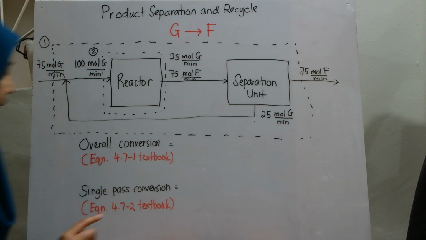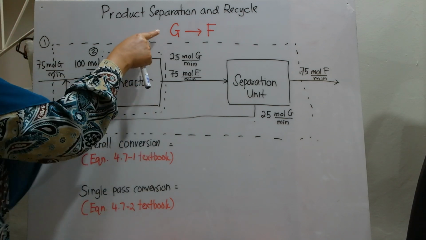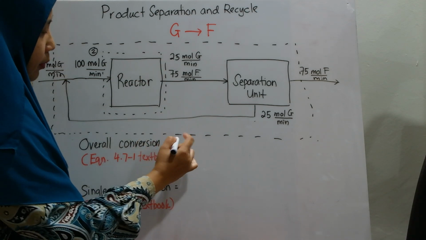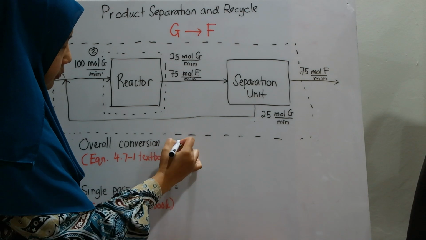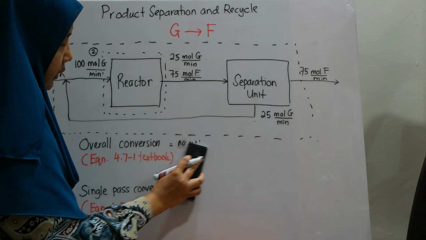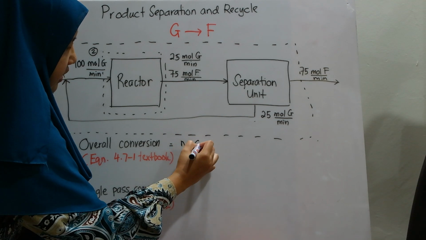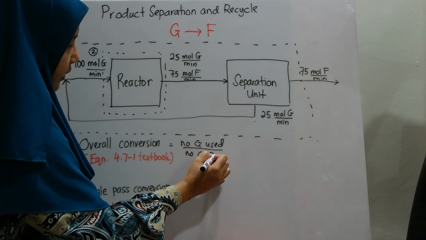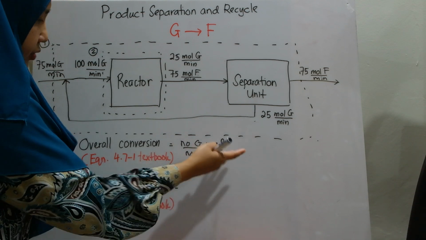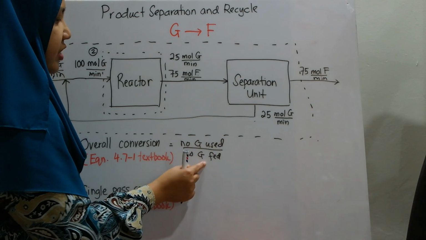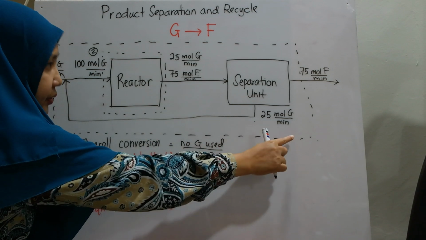How do we find overall conversion here? Because we only have one reactant and one product, our reactant is G. Overall conversion is the number of moles of G used divided by the number of moles of G fed at the overall boundary. We use moles because it is a reactant.